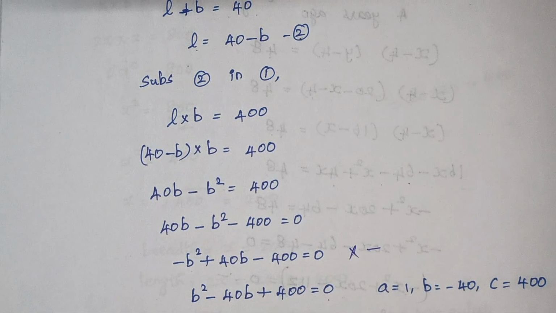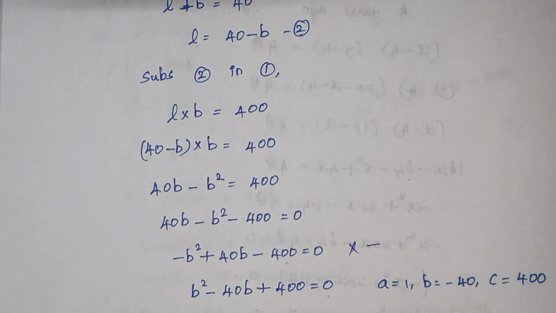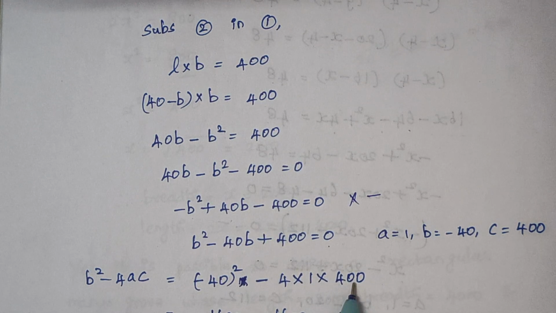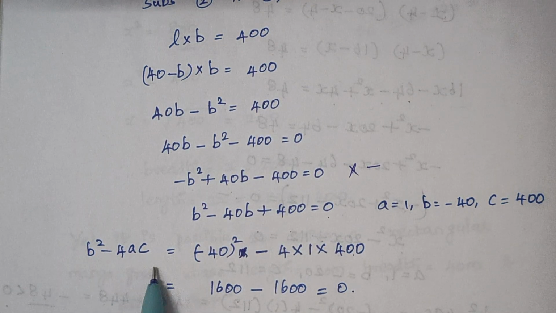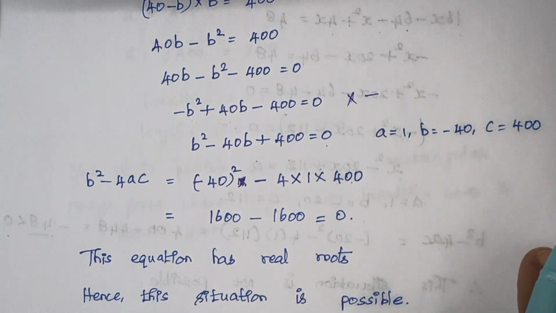So from this equation, list out the values of a, b and c. So here the value of a is 1, b is minus 40 and c is 400. So b square minus 4ac is given by minus 40 the whole square minus 4 into 1 into 400. So when you simplify here, we get the answer as 0. Okay, 40 square is 1600 and again 400 into 4 is 1600. So whenever the value of b square minus 4ac is equal to 0, then this says that this equation has real roots. Therefore, this situation is possible.